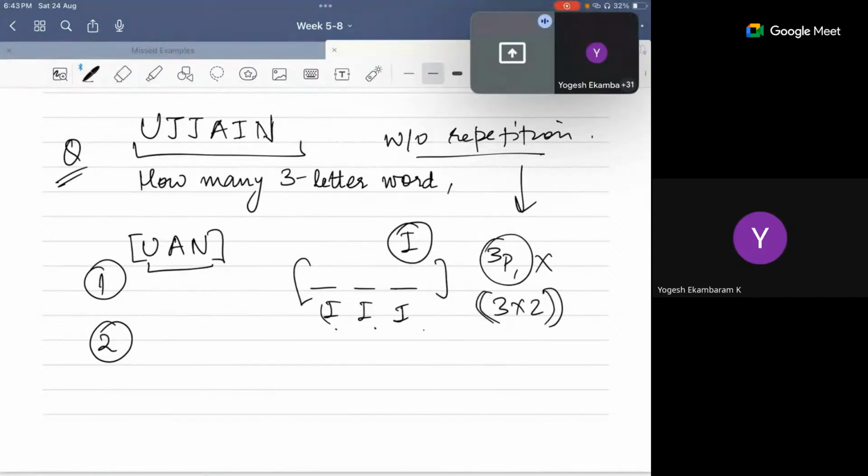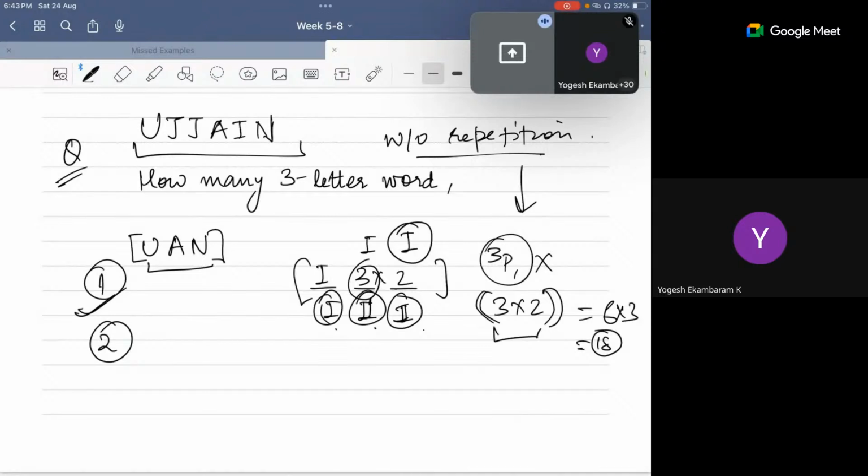But you can place I here also, and that will be a different arrangement. So you have to multiply by 3, giving 18 ways. This is just the first case.